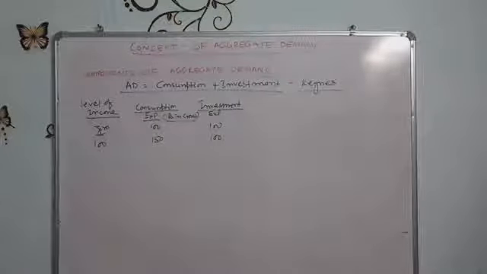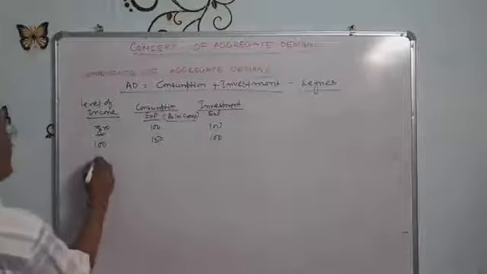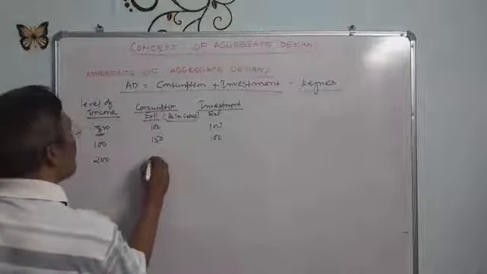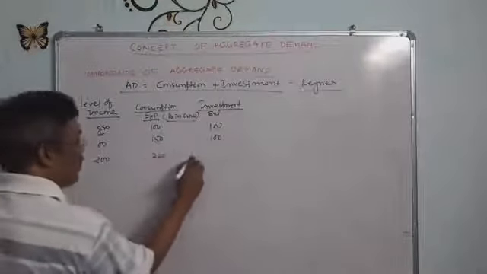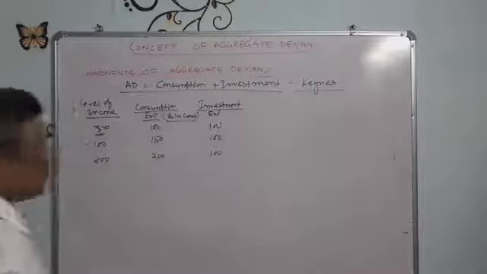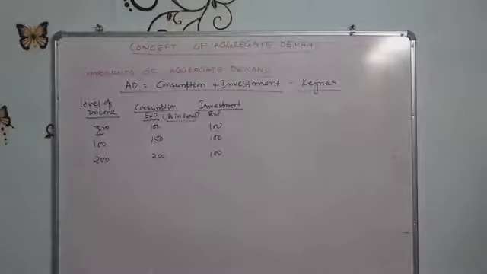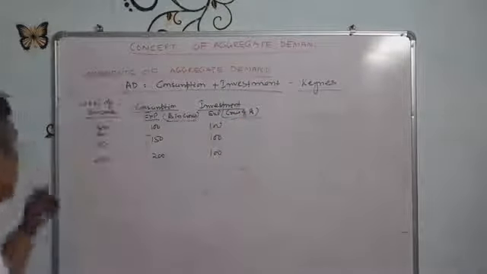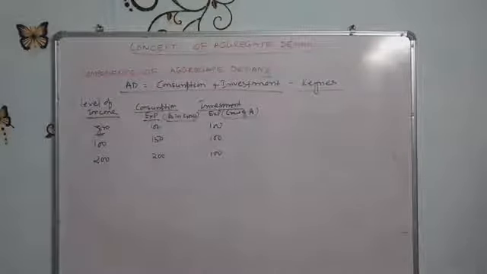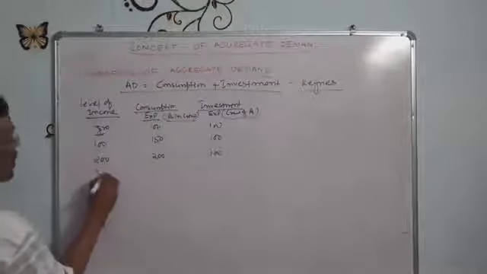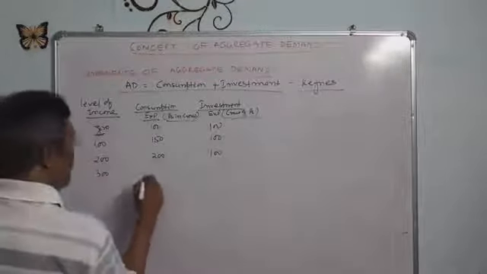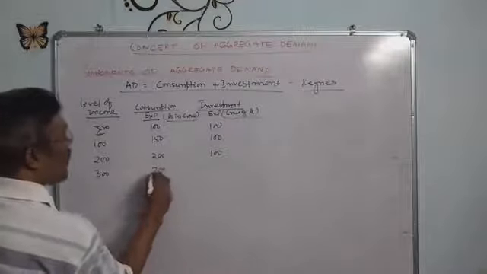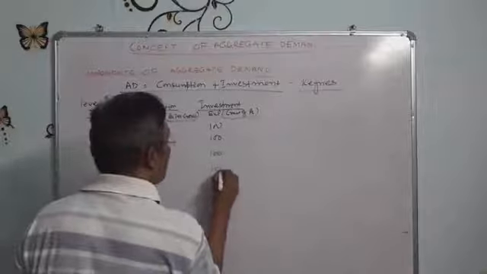If income increases from 100 to 200, then consumption expenditure, let us say, goes from 150 to 200 and investment will remain the same, that is 100 crores of rupees. Expenditure is also in crores of rupees. Similarly, if the level of income increases from 200 to 300 crores of rupees, consumption expenditure increases from 200 to 250 and investment expenditure will remain the same, that is 100.